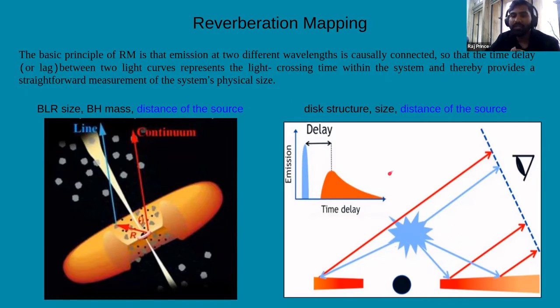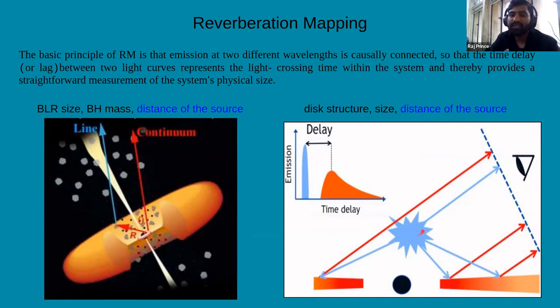Similarly, the other method is called the continuum time delay, where we see the emission from the disk. We see the time delay between the disk emission, not from the line emission. Here we have a broad line region. Here we do not have a broad line region. We have just the disk emission.